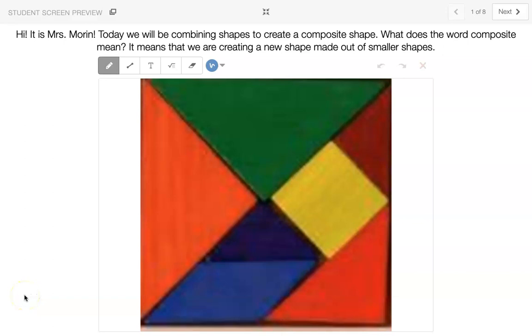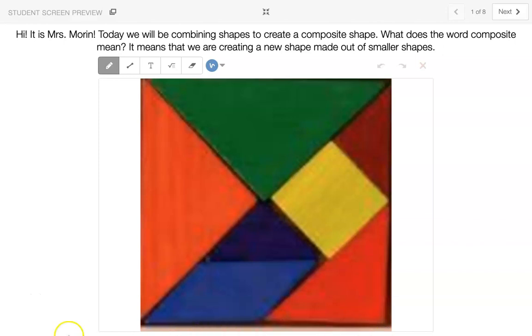Hi, it's Mrs. Morin, and today we will be combining shapes or polygons to create a composite polygon or a composite shape. So what does that word composite mean to us? It means that we are creating a brand new polygon made out of these smaller polygons. And I'm showing you a tangram, which we'll talk about later, what it exactly is. But here's a tangram. It's a square on the outside, the perimeter. And if you can look at it, you can see that there are shapes hiding inside.